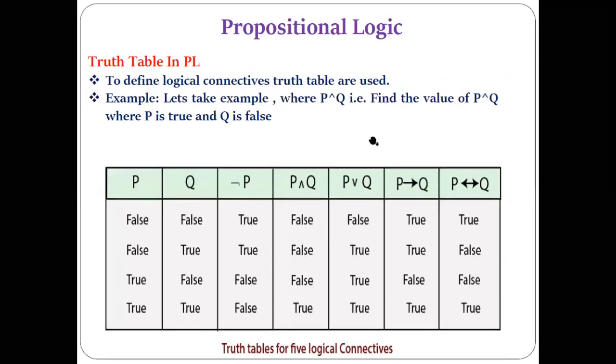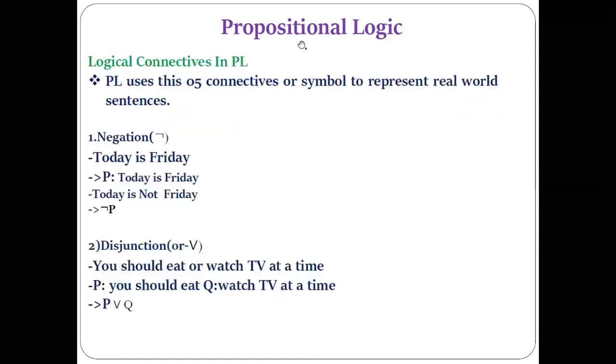Now, already we have seen the use of this particular truth table. For example, suppose we want to find the value of P and Q, where P is true and Q is false. Then what is the value of P and Q? You can easily find it from that particular truth table. You must be getting all these things. Now, let's see some examples related to the connectives.